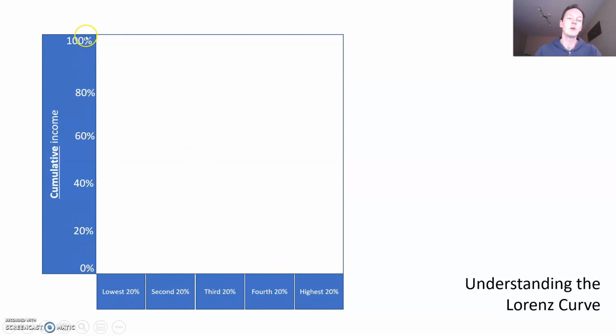And then you'll see here on the y-axis we've got this cumulative income. Now I want to talk about this word cumulative. It's just a fancy word that means added up. All right, so if I'm snacking, which I like to do, and I have 2 cashews.